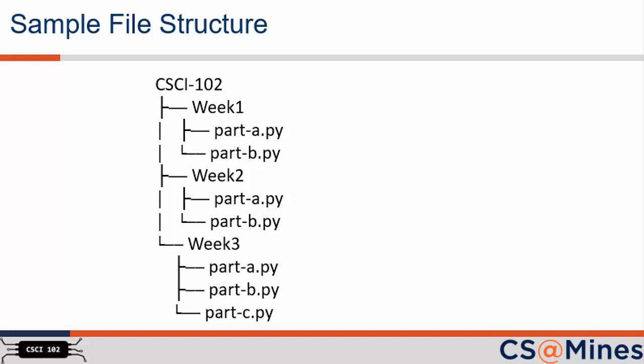Here's a possible example file structure for a student in CSCI 102. This figure shows that the CSCI 102 directory has 3 directories inside of it. Then each week directory has multiple Python files in it for the various labs the 102 student has worked on. We'll come back to this example file system structure in a minute.